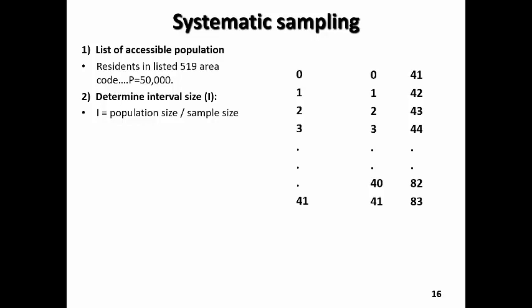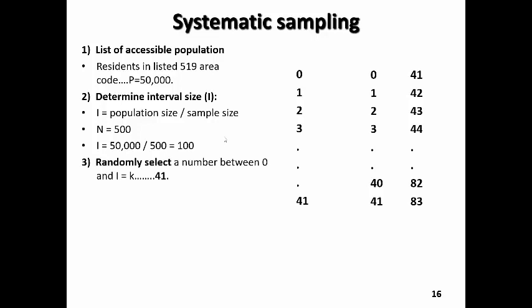The interval size is the ratio of the total population size, in this case 50,000, divided by the sample size. The sample size has to be determined ahead of time by the researchers, and in this example they have decided they want to begin with a sample size of 500 people out of the 50,000. So the interval is simply the total population of that area code divided by the sample size, which gives us an interval width of 100.